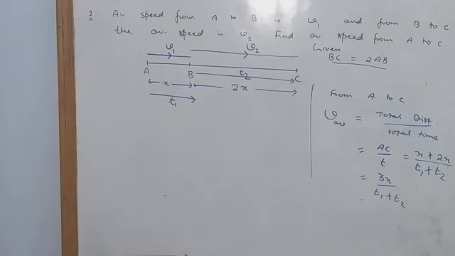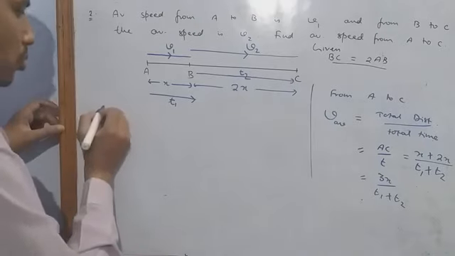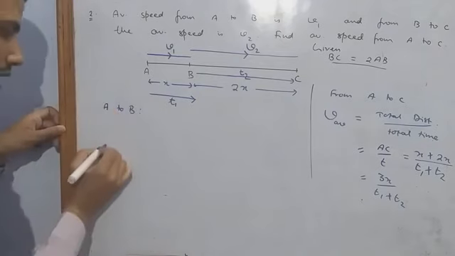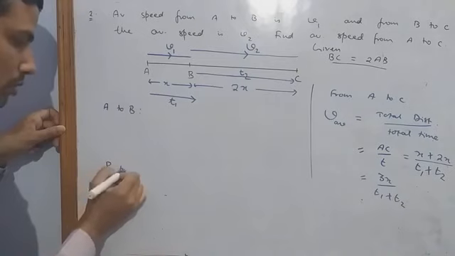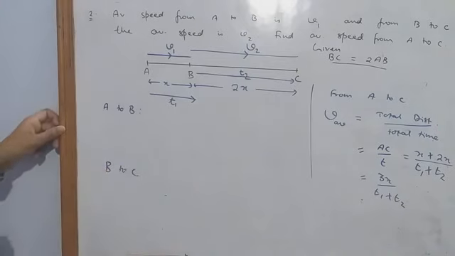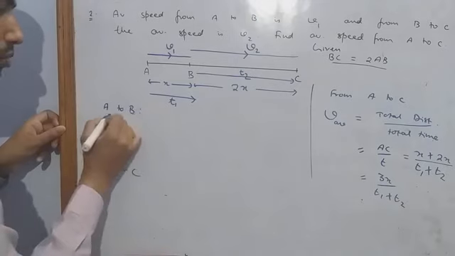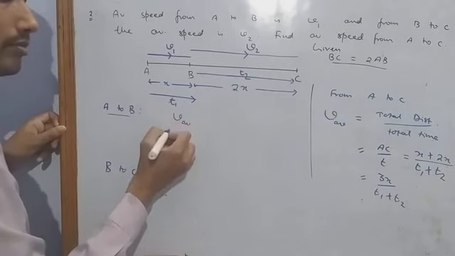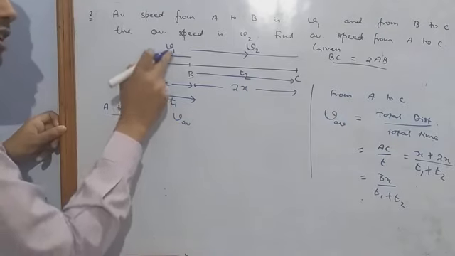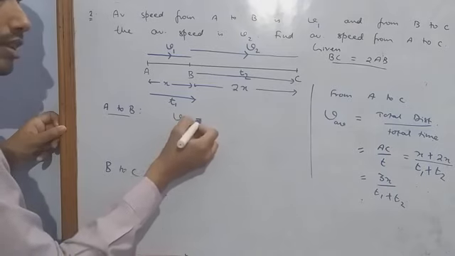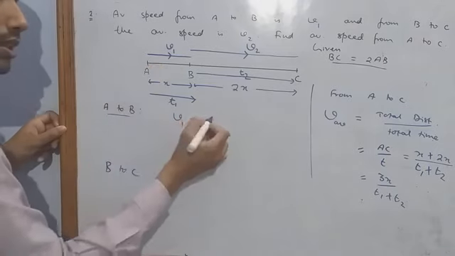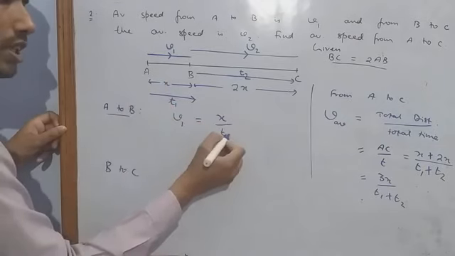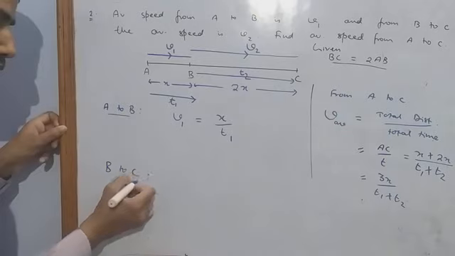For finding T1 and T2, let us see the motion from A to B, and then we will see the motion from B to C. For this motion A to B, I will use the formula average speed. Now from A to B, average speed is given V1, so I will write V1 is equal to distance from A to B, that is how much? x, by time from A to B, that is given how much? T1.